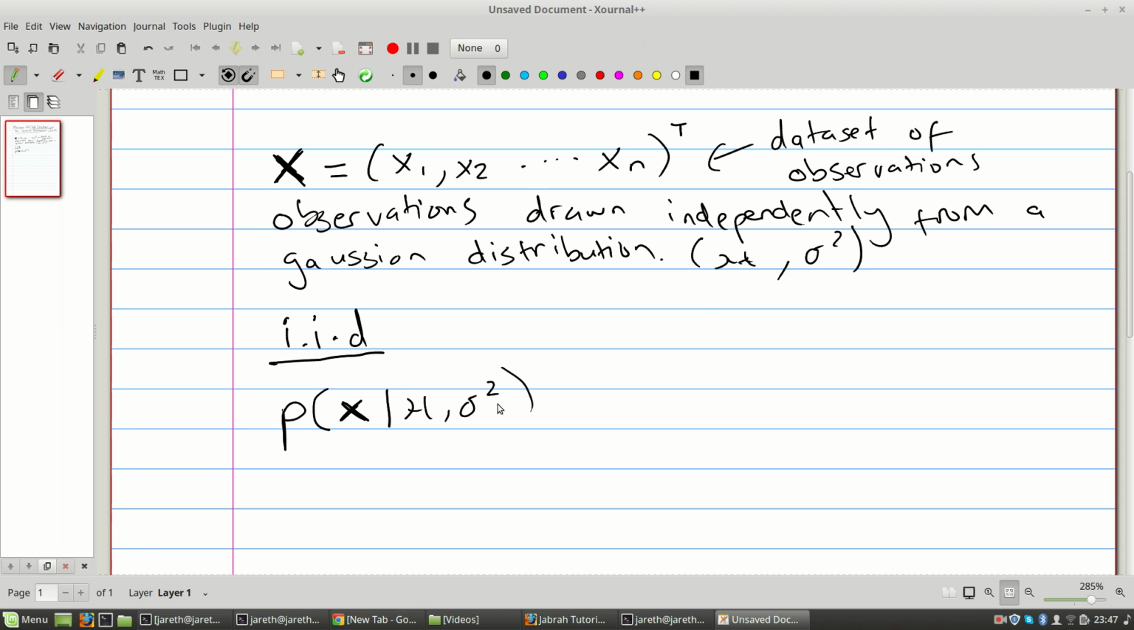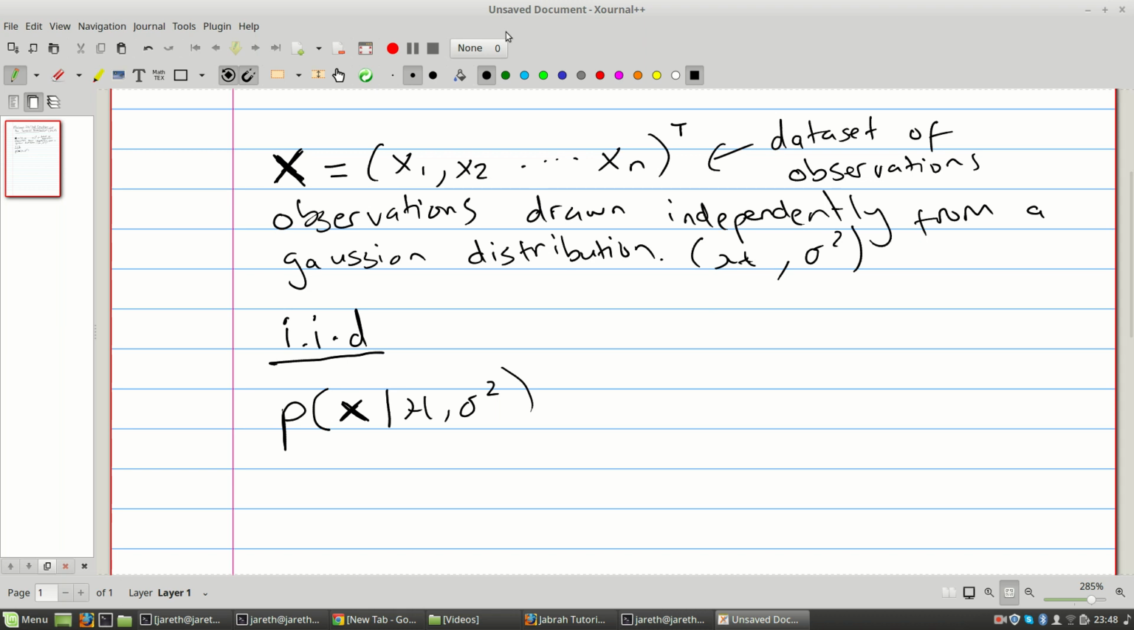If you remember from before, the joint probability of two independent events is given by the product of their marginal probabilities. When we have two independent events, if we compute the product of their marginal probabilities, we get their joint probability. That's what I'm trying to say here.